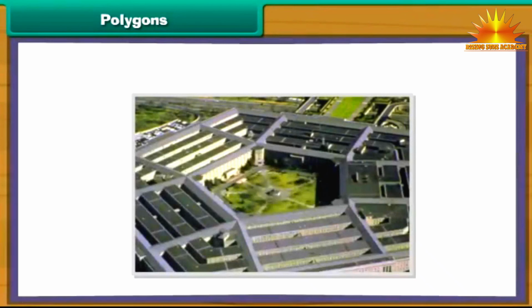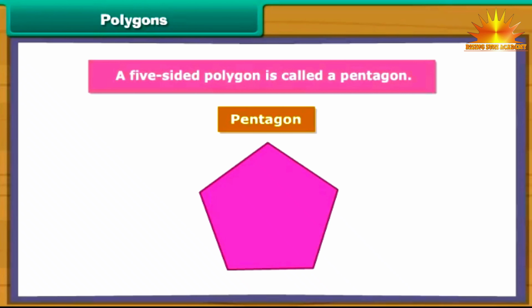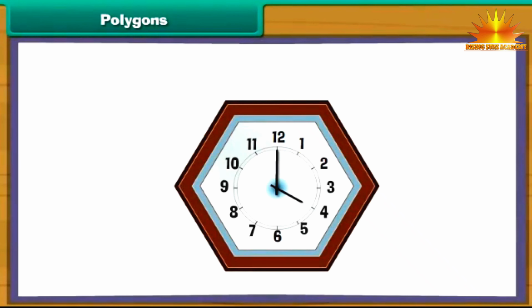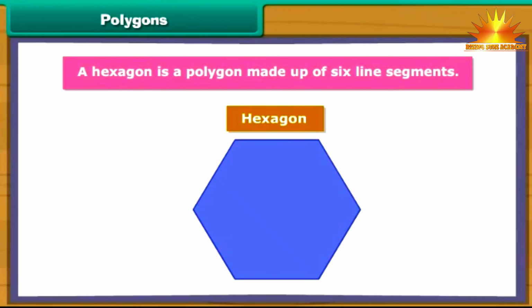Look at this image of the US Army headquarters. It is known as the Pentagon, as it has 5 sides. A 5-sided polygon is called a pentagon. Here is a clock. Let us provide its borders. We have a border of 6 line segments for the clock. A hexagon is a polygon made up of 6 line segments.